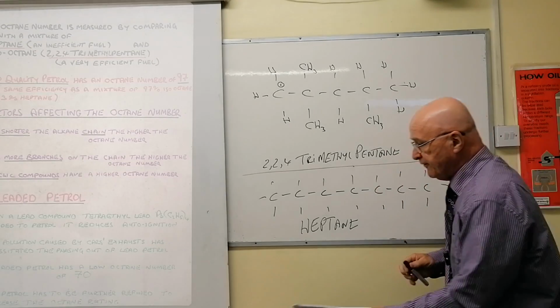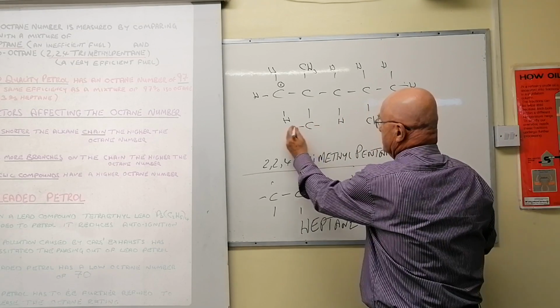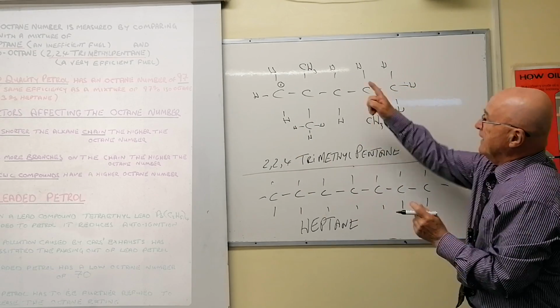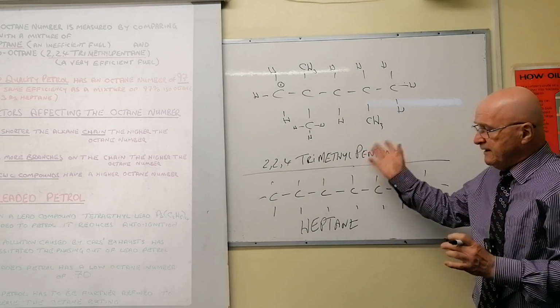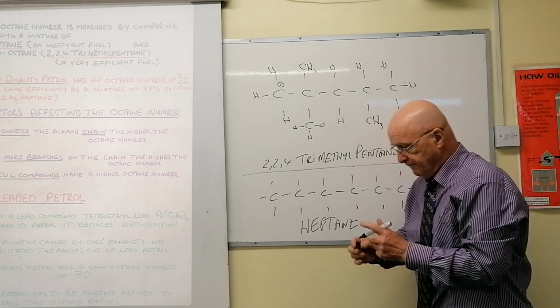Okay, and if you were being very fussy, you could put in all the bonds. You could put in the H's there as well if you wanted. Now, I don't mind that. I'm okay with that. But I'm just saying to you, you could do that for all of them if you wanted. That's 2,2,4-trimethylpentane. Please call it by that name, and please get to know that name well. And the other one is heptane.